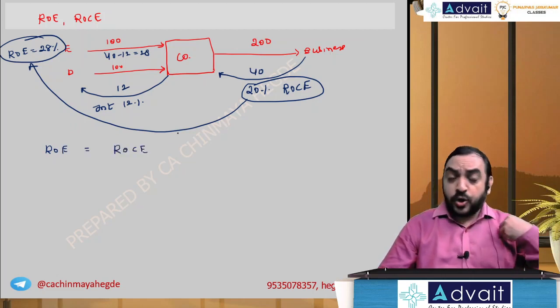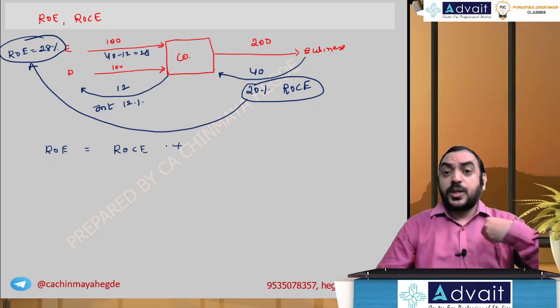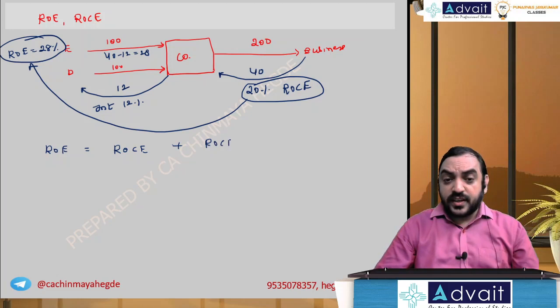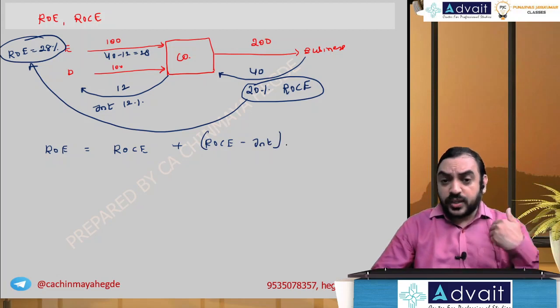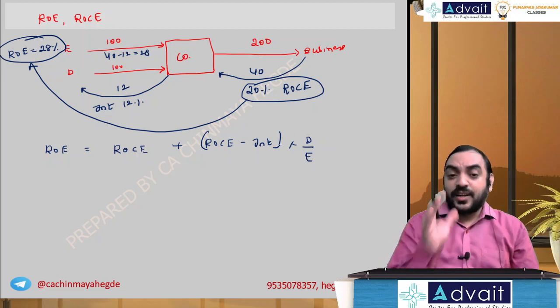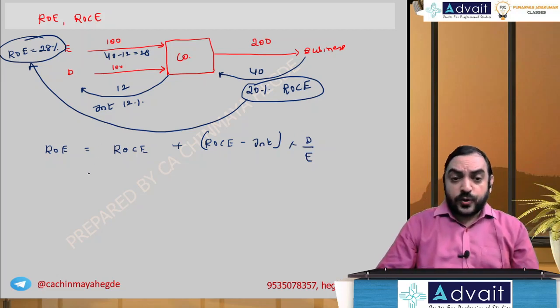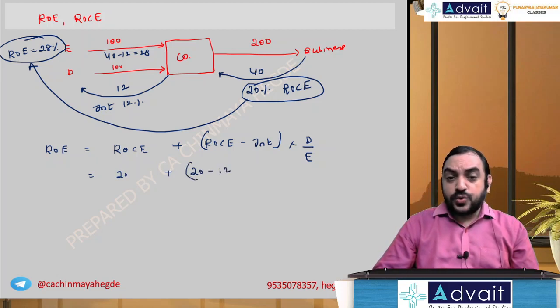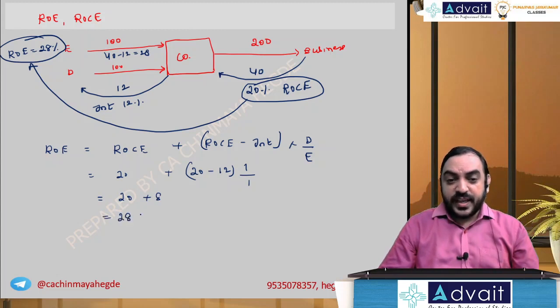This will belong to you, and one extra surplus will come to your pocket. That is what you generated, ROCE, minus what you paid them, interest. This surplus also will come to you. Of course, this will be proportional to the amount of loan taken, debt by equity. In this example, ROCE was 20%, minus the rate of interest, you paid only 12. So debt by equity, 100, equity ratio, equal ratio. So 1 by 1. So it is 20 plus 8. That's how you got 28%.